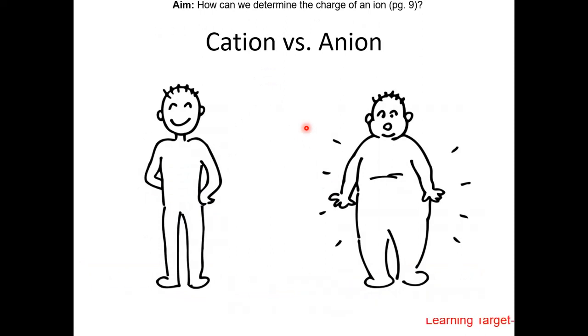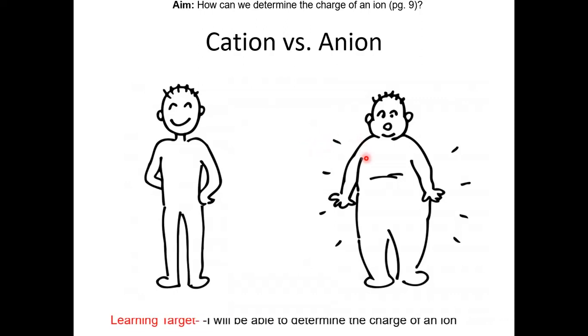So here is an analogy to help you remember that when atoms gain electrons, they get bigger. When atoms lose electrons, they get smaller. Think of a guy that's gaining or losing weight. If the guy is gaining weight, he gets bigger. If the guy is losing weight, he gets smaller.